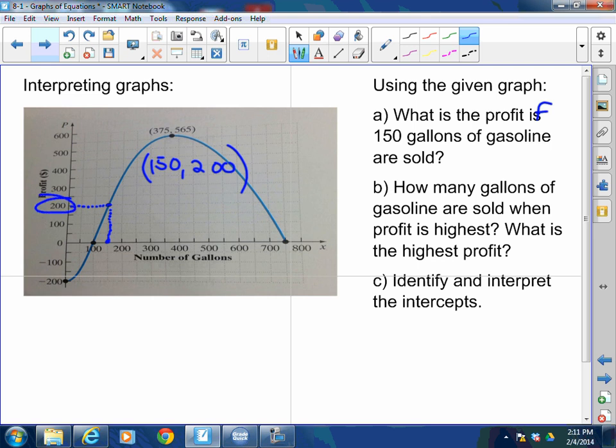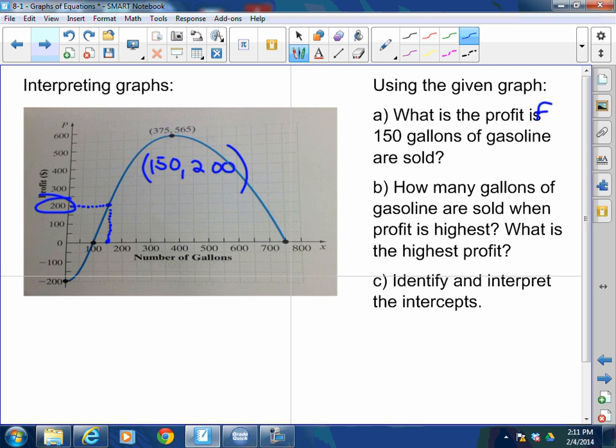How many gallons of gasoline are sold when the profit is highest? Okay, very good. 375. That's my x, that's my y. Y is profit, gallons is x. What is the highest profit? That's very good. 565. Very good. Identify and interpret the intercepts.